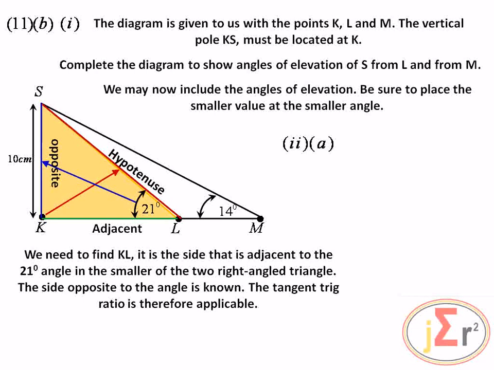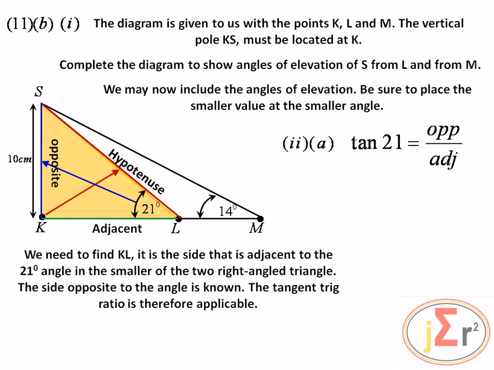We need to find KL. It is the side that is adjacent to the 21 degrees angle. In the smaller of the two right angle triangles, the side opposite to the angle is known. The tangent trig ratio is therefore applicable. So we have the opposite known and the adjacent we need to know. Opposite and adjacent implies tangent trig ratio.